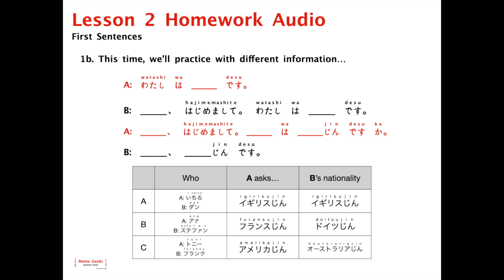Right, very good. So this time we will switch. So you can be A and I will be B. And we'll start in 3, 2, 1.